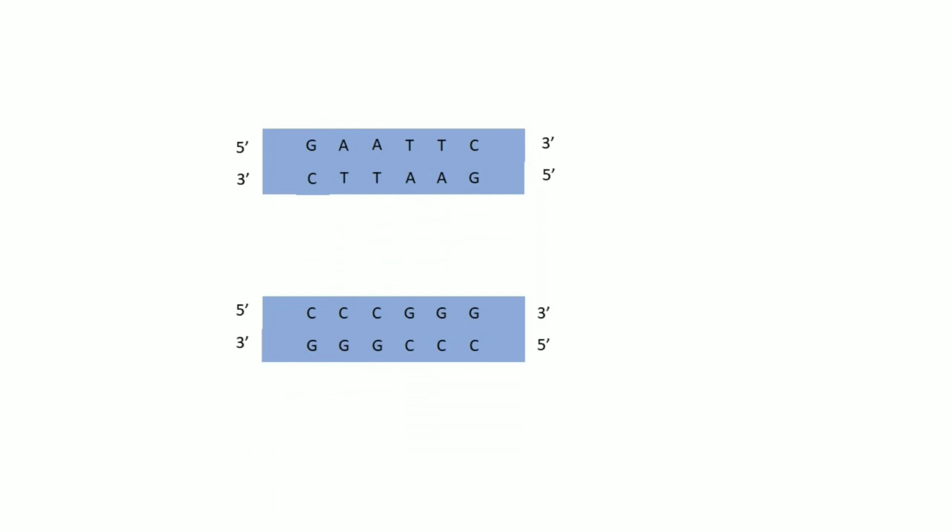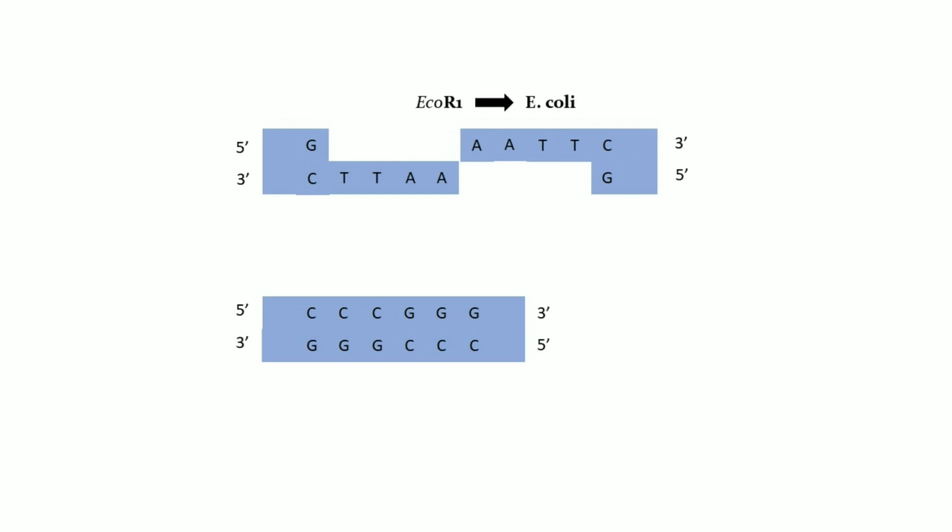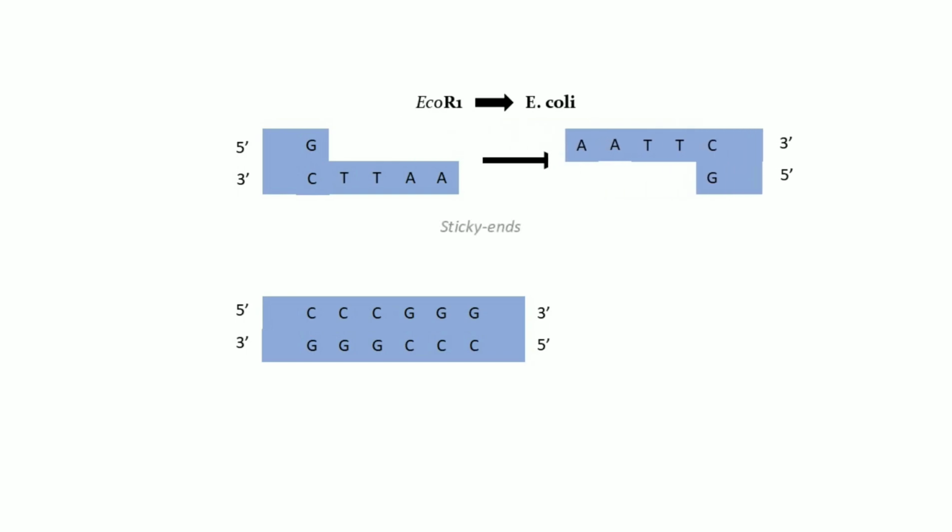It produces two types of cuts. The first one is sticky end and blunt end. Examples of restriction enzyme is EcoR1. It is produced by E. coli. It recognizes the base sequence of 5' GAATTC 3' and makes staggered cuts within the sequence.